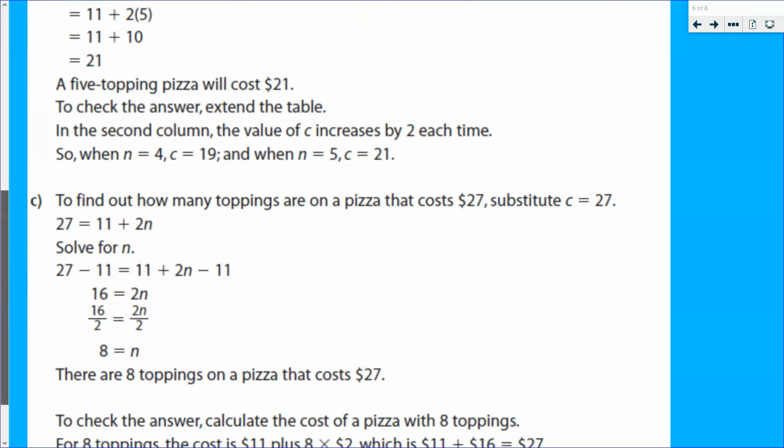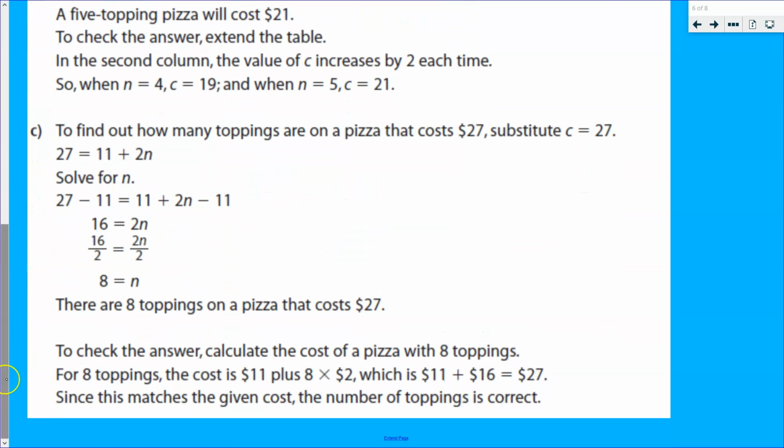And then it said, find out how many toppings are on a pizza that costs $27. Substitute C for 27. Okay, so now we're just doing algebra the other way. So we want to get n, the variable, by itself. So we're going to pull this over. This comes right from our last unit. Okay, so we subtract 11 from each side. We get 2n equals 16. We need that n by itself. Divide by 2, and n equals 8. So there's 8 toppings on a pizza that costs $27.